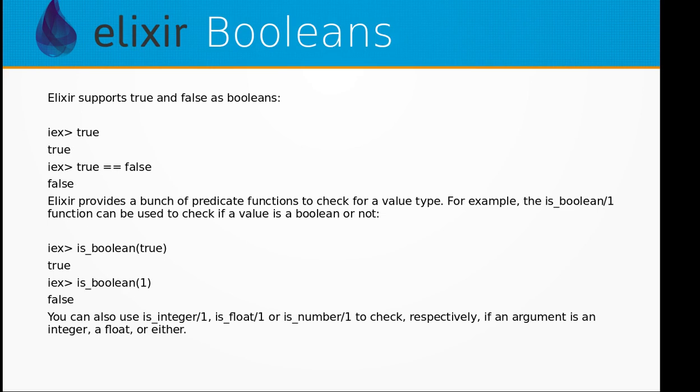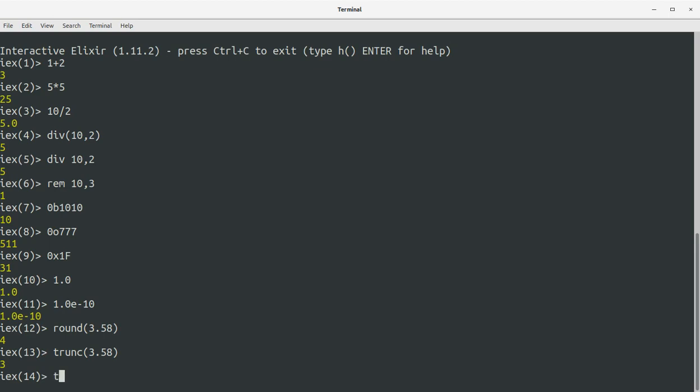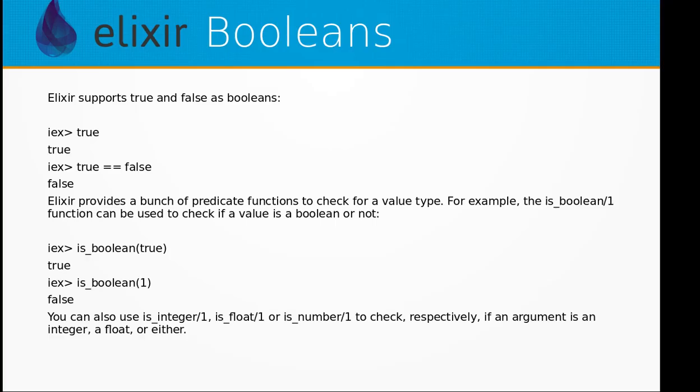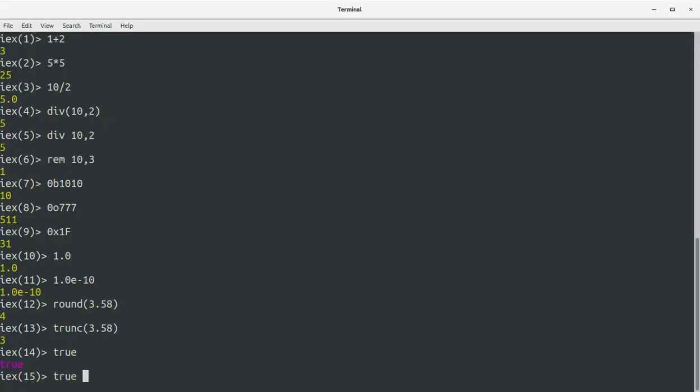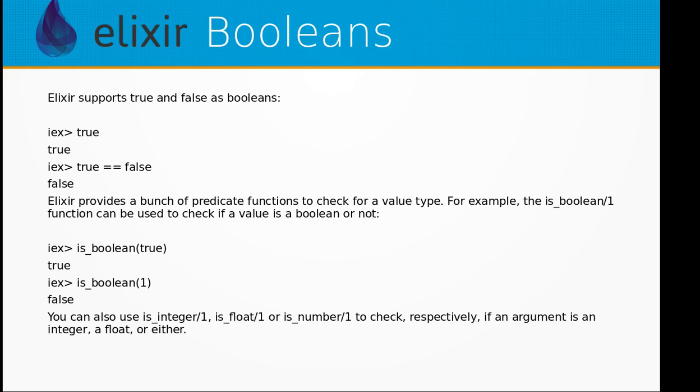Elixir supports true and false as booleans. Okay, if we go with true, we got true. If we go with true == false, we get false. Elixir provides a bunch of predicate functions to check for a value type.